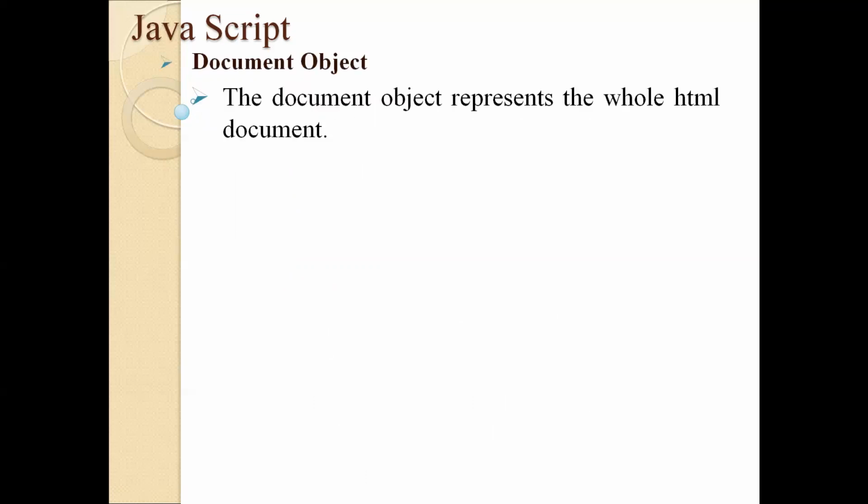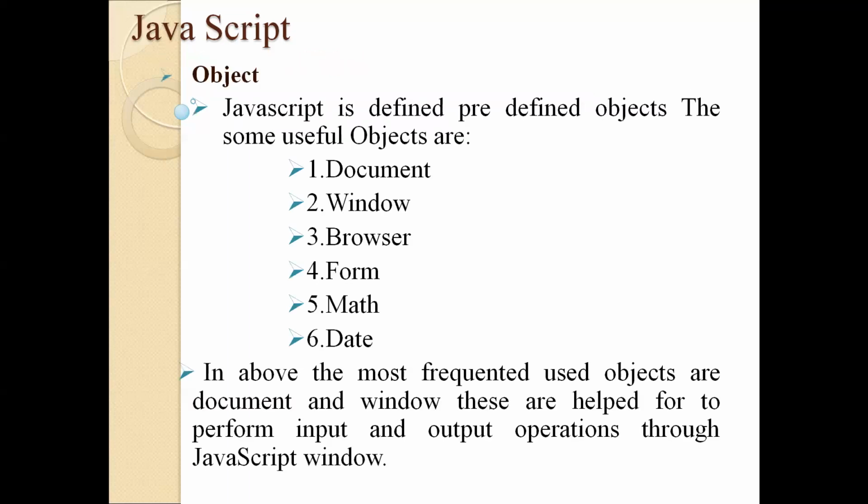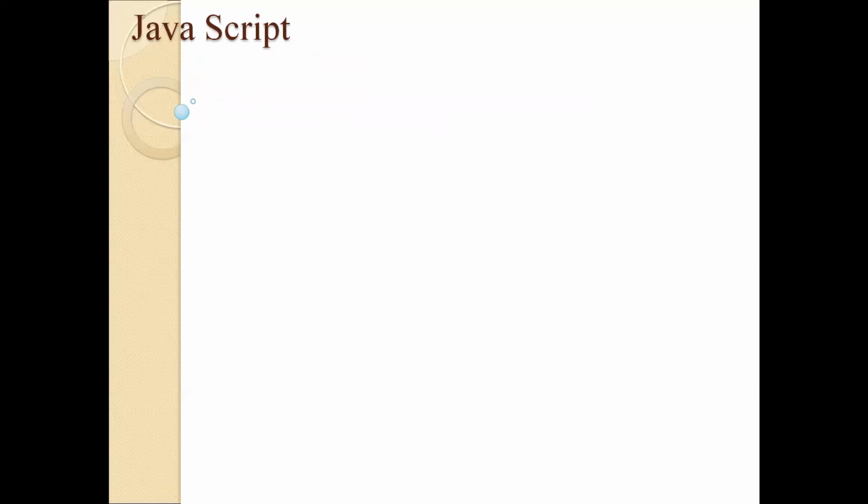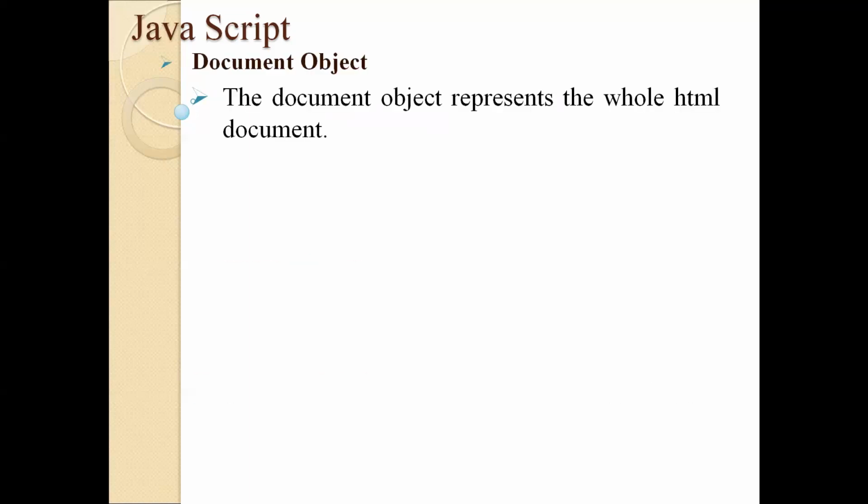Document object. So here is the explanation for each and every object we have seen in the previous slide. In the previous slide, we saw document, window, browser, form, math, and date. There I covered only the names of the predefined objects. From this slide, I am going to explain each predefined object in detail. The first and most frequently used object is the document object. The document object represents the whole HTML document.